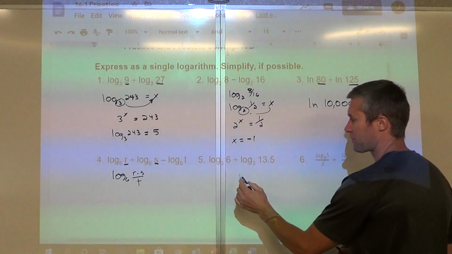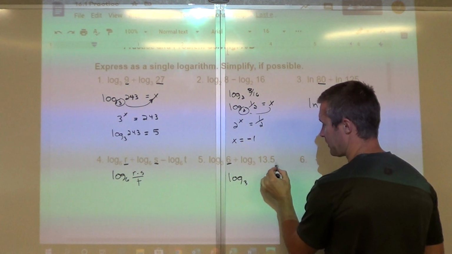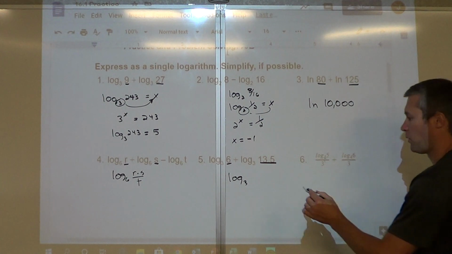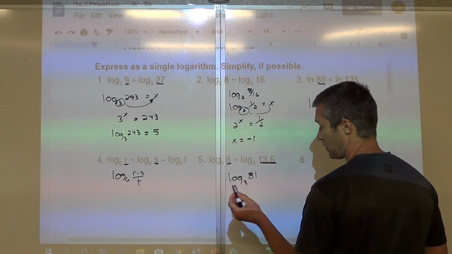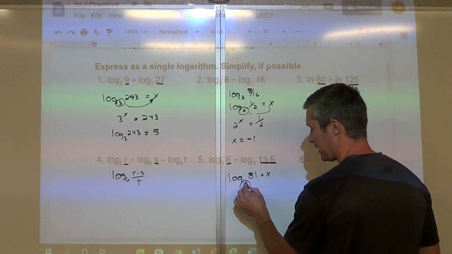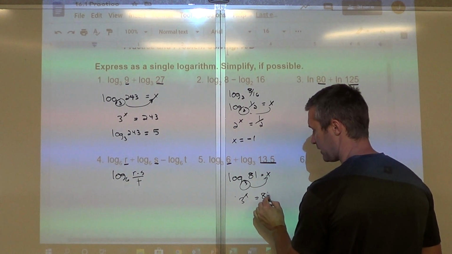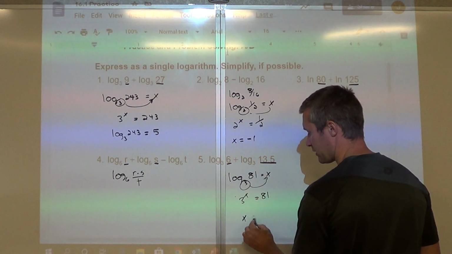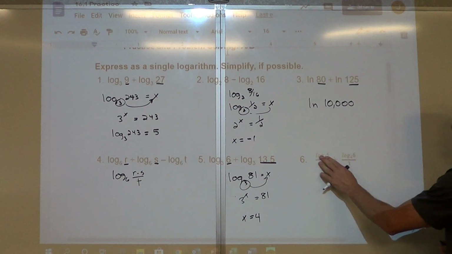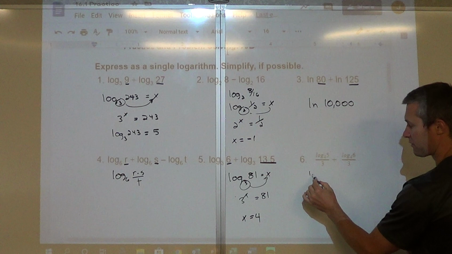Come through here, same thing, so it'd be log base 3. These two numbers are being added together, so we're going to multiply those together and get 81. So again, we check to see if we can simplify this. So that's 3 to what power equals 81. And so that would be 4. 3 to the 4th power, so we'd write it that way.